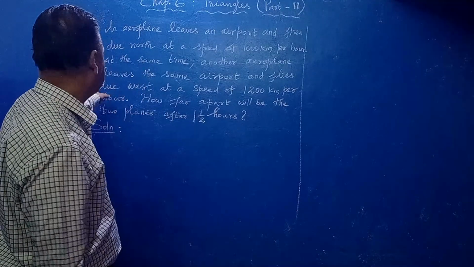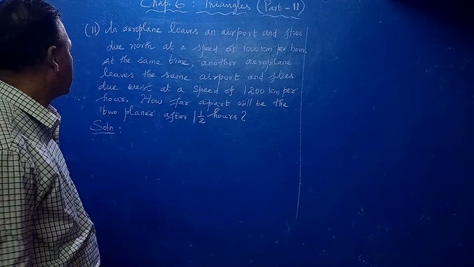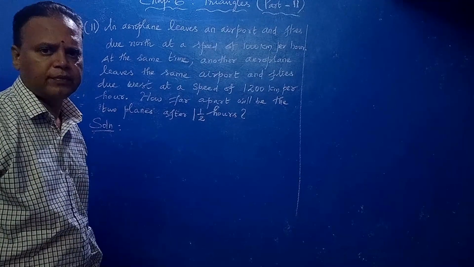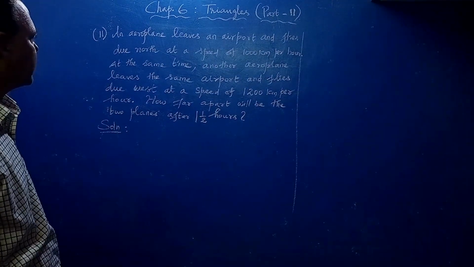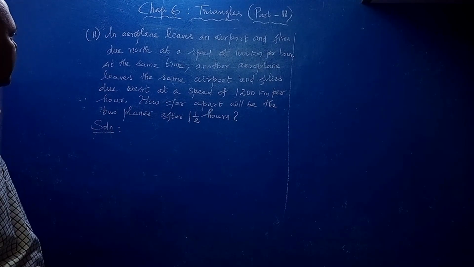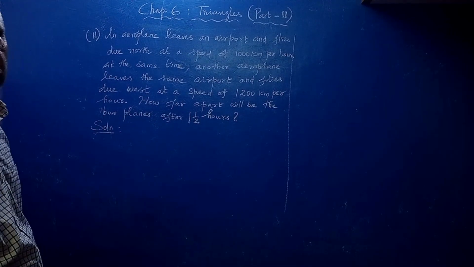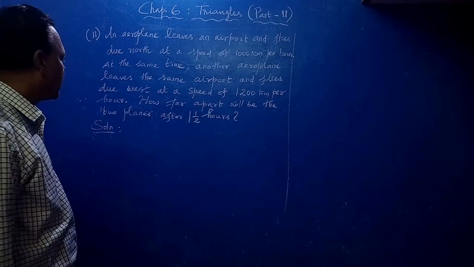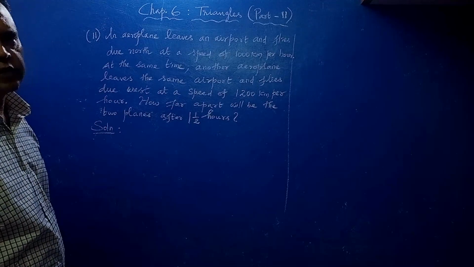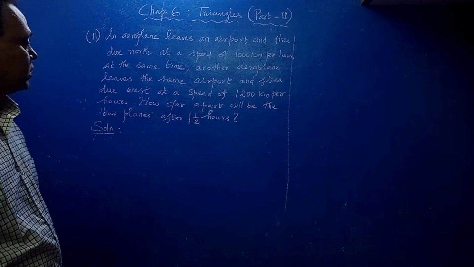We'll see the next problem. It is an application problem. Read the problem correctly. An aeroplane leaves an airport and flies due north at a speed of 1000 km per hour. At the same time, another aeroplane leaves the same airport and flies due west at a speed of 1200 km per hour. How far apart will the two planes be after 1.5 hours? After 1.5 hours, what is the distance between the two aeroplanes?